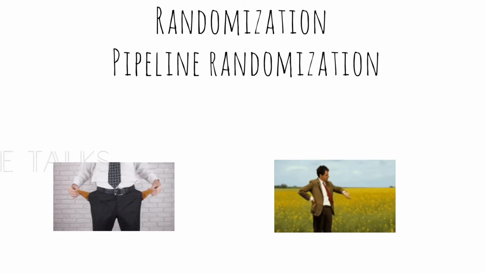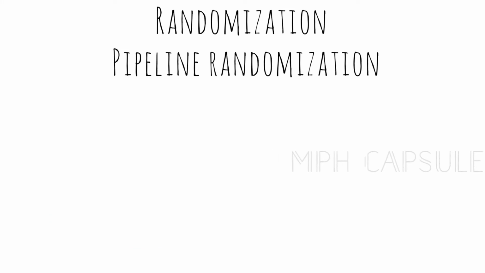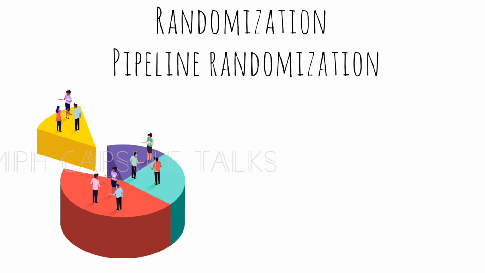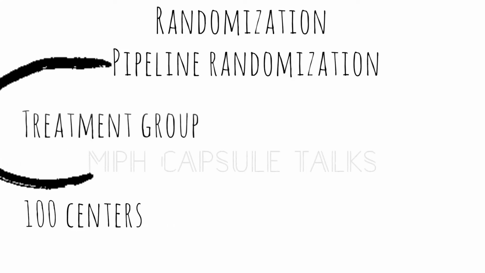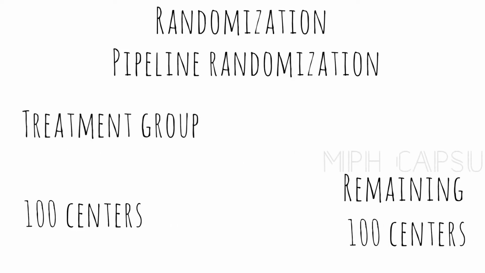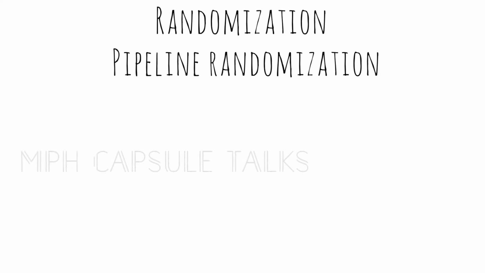For example, vaccination for COVID should be given to all people in India. So initially, say in 2021, using the lottery method, we are randomly giving vaccination shots to people belonging to 100 centers out of the 200, and then gradually we will give the intervention to the next 100 in the coming years. So in 2021, the 100 centers will be the treatment group and the rest 100 will be the control group, because they haven't received the intervention. This is pipeline randomization.